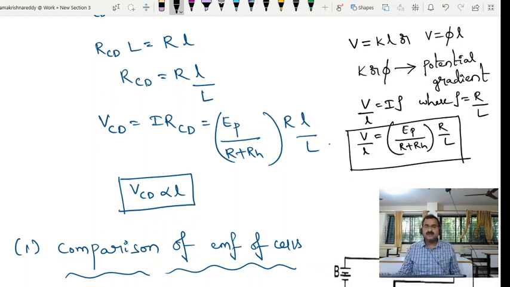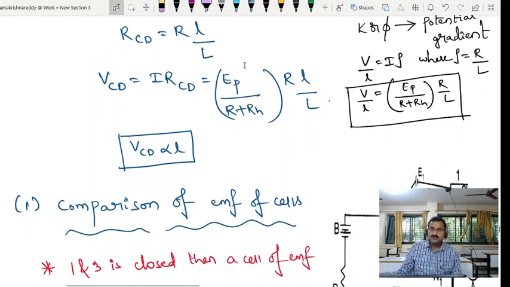So to remember that in a simple way, V by L equal to I rho, where rho is resistance per unit length, not the resistivity concept here. Resistance per unit length, not resistivity. Don't take resistivity. Rho meaning is resistance per unit length only, R by L.